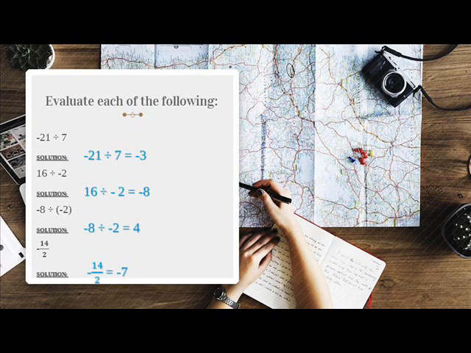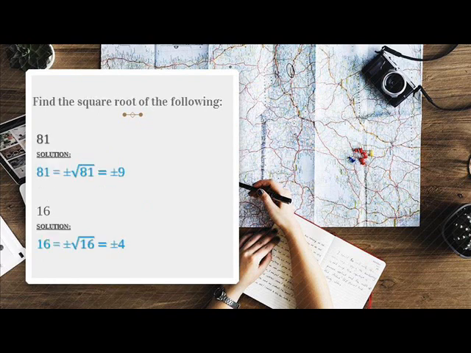Then we have minus 8 divided by minus 2. Well, 8 divided by 2 is 4, and as both the numbers have the same sign, our answer will be positive, that is 4. Then we have minus 14 over 2. As we have an odd number of negative signs, or a single negative sign, our answer will be negative, that is minus 7.